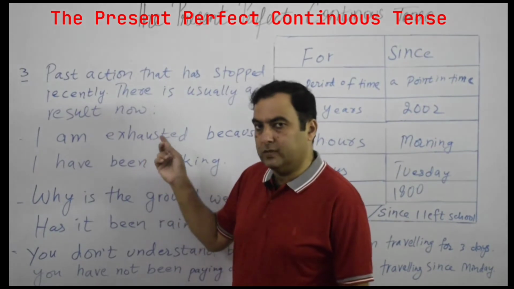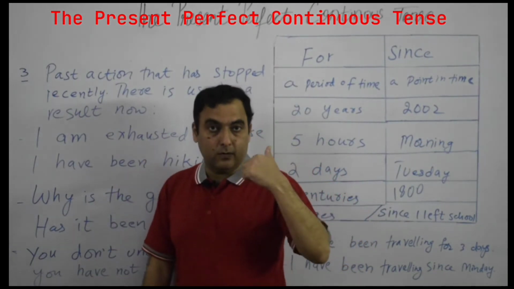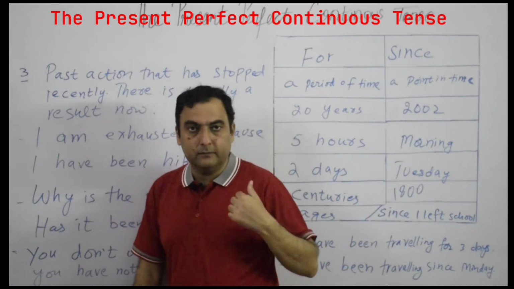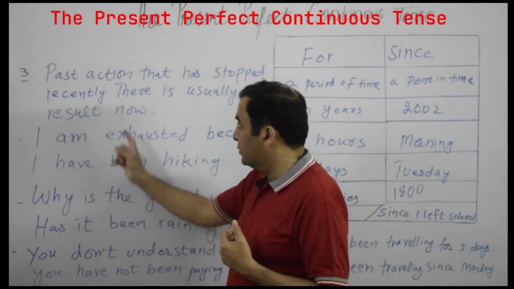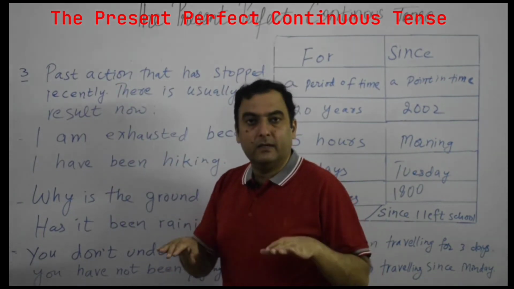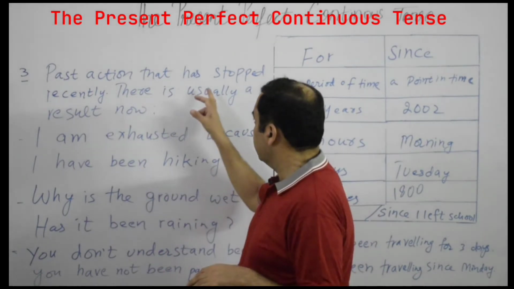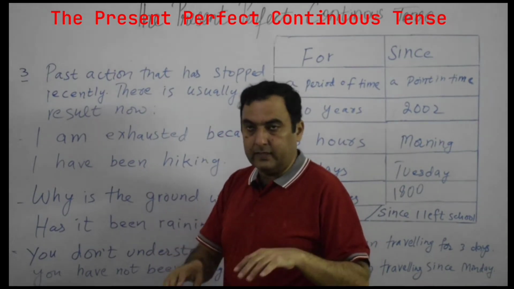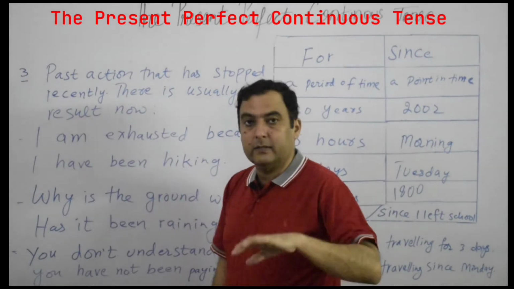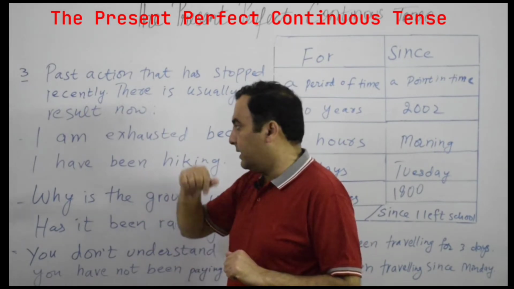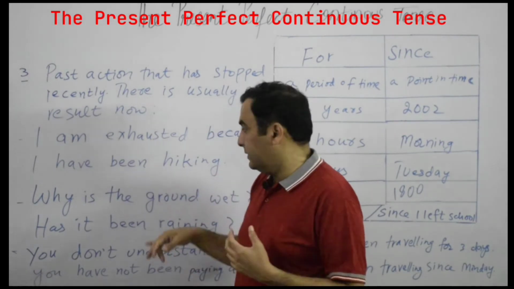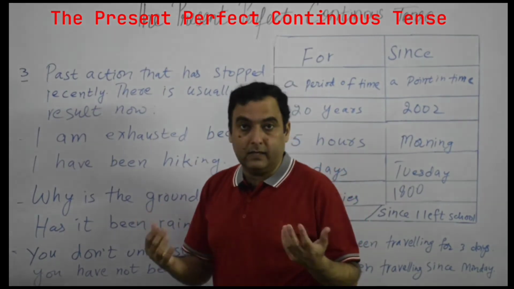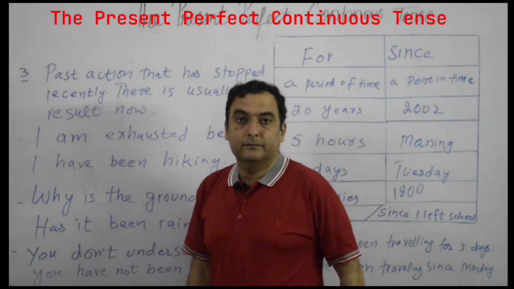A third use now, which is somehow related to the second one. The present perfect continuous tense is used for a past action that has recently finished, that has stopped recently, but there is a result now. For example, you say, I'm exhausted, tired, because I have been hiking, because I have been running.